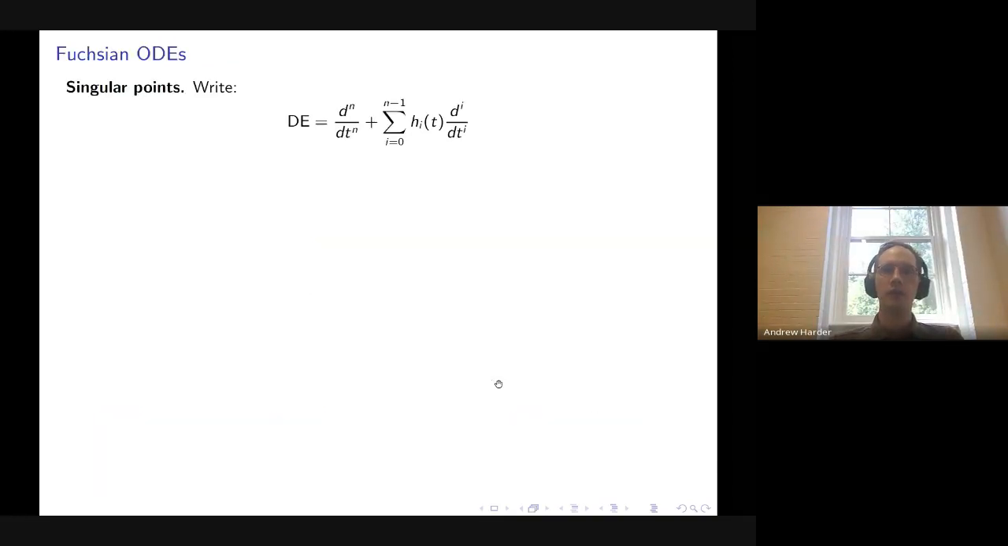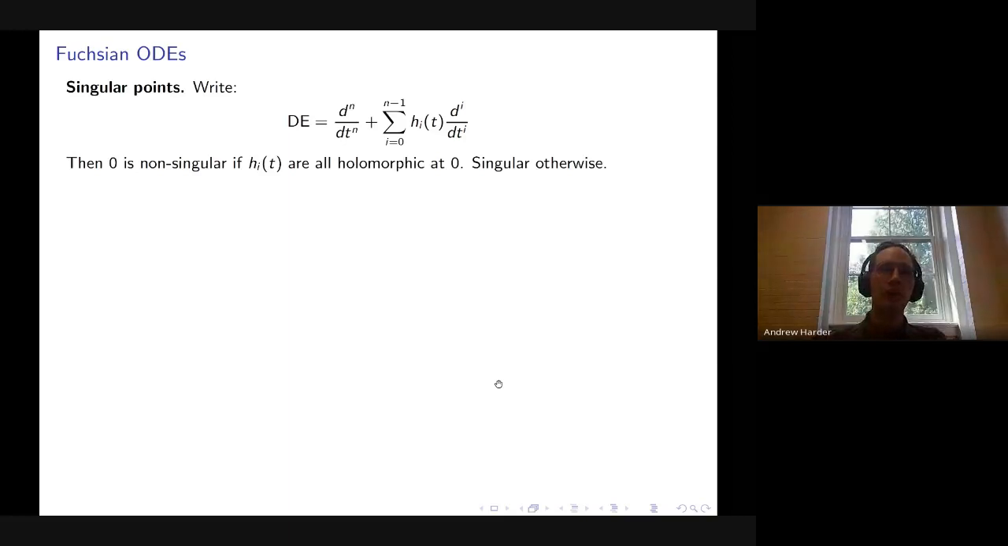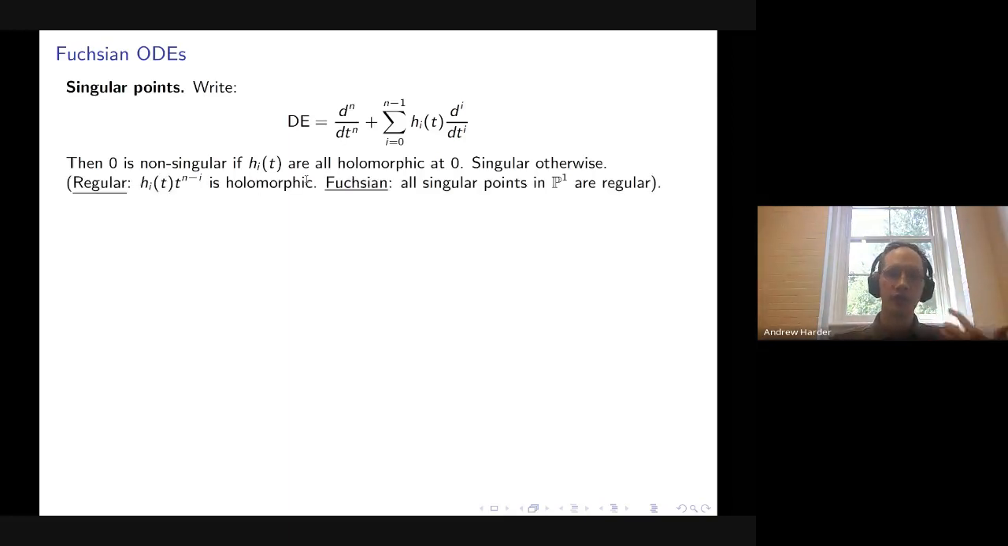Great. Okay, so now let's try to state this theorem of Eskin, Kontsevich, Möller, and Zorich. So we need this local data about Fuchsian ODEs. The singular points of a Fuchsian ODE, if you express it as a monic differential equation, are just places where these h_i are meromorphic or properly meromorphic at 0. So you can localize this around each point, and you can check whether your ODE is singular. It's going to be regular if these are holomorphic in a nice way, and Fuchsian if all singular points in P1 are regular.